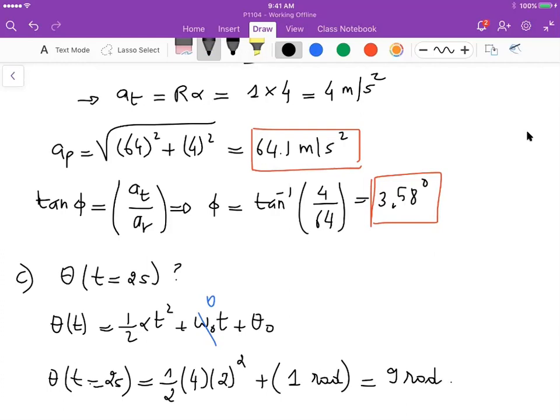So this is it. And so we can deduce again that the value of theta at the time t equals 2 seconds is equal to 9 radian. And here we have used the fact that theta 0, which is equal to 57.3 degrees, is the same value as 1 radian. Okay. And so this is it for this problem.